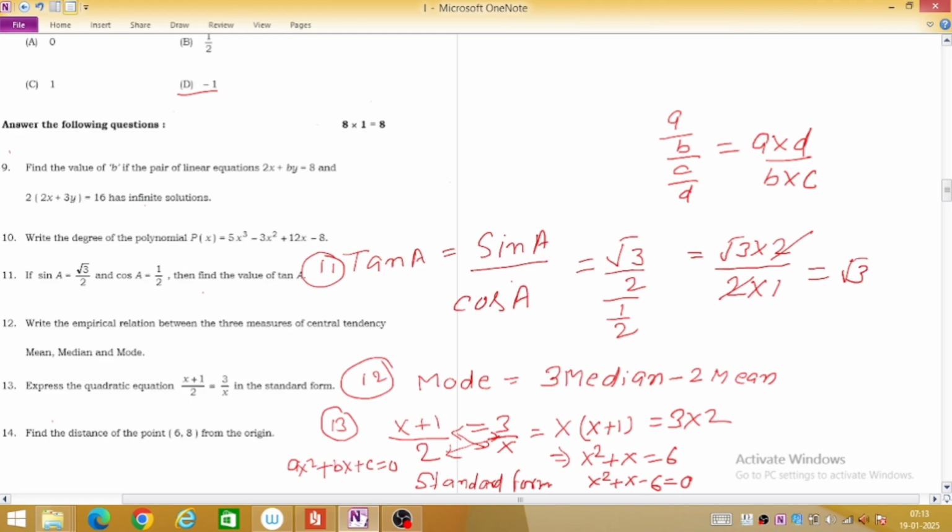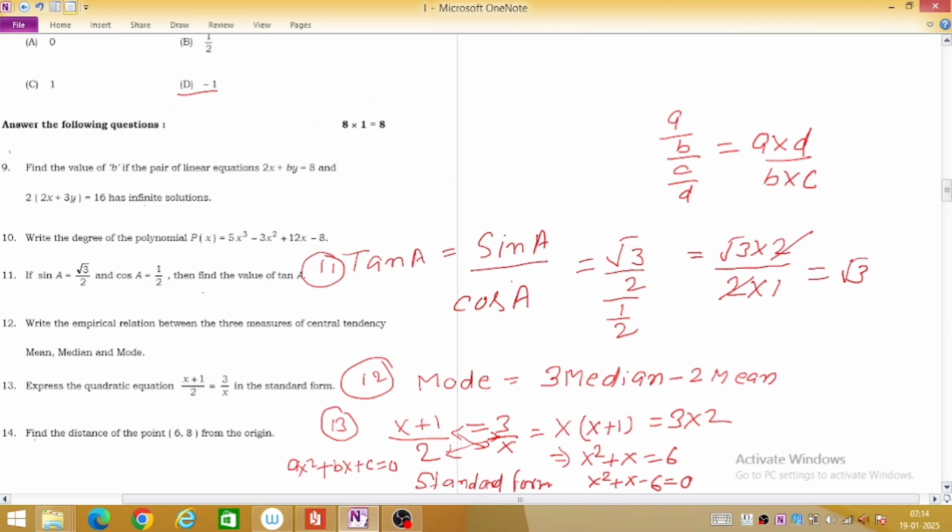Then go for the next question. This is only a 1 mark question, very easy. You do cross multiplication: 3 into 2 is 6, x into x plus 1 is x square plus x, and you take 6 to the left hand side as negative: x square plus x minus 6 equals 0. This is the standard form of a quadratic equation. If anyone asks for the standard form of a quadratic equation, it is ax square plus bx plus c equals 0.